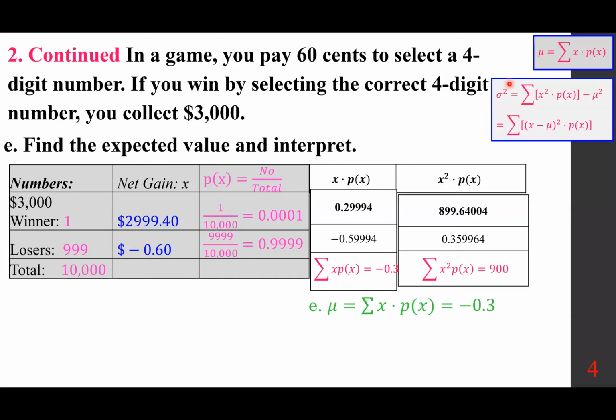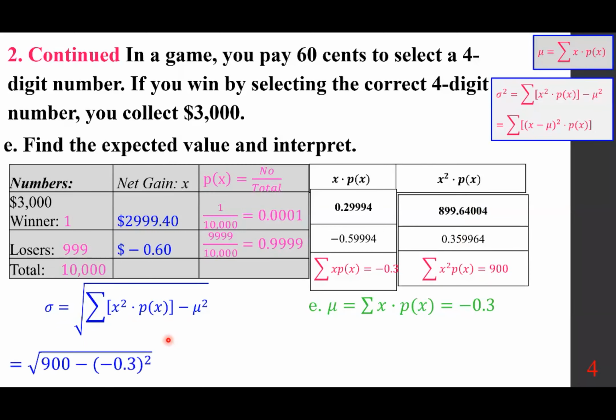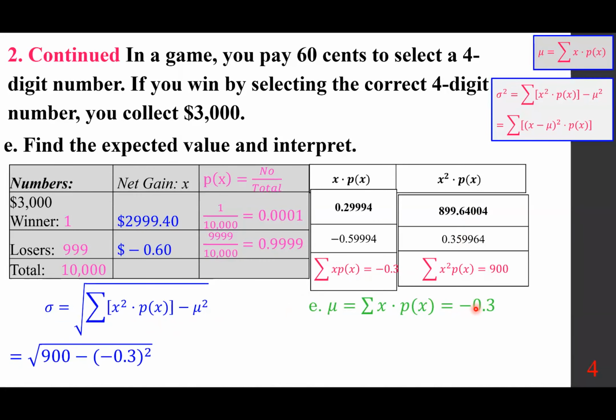Sigma is the same thing under the radical, square root of that. We have this part as 900 minus mu, negative 0.3 quantity squared. So just plug in this one and this one. Okay, everybody? Again, it's pretty straightforward. I hope everybody is following that. And so when you do the math, you end up with 29.9985, almost 30 bucks, everybody.